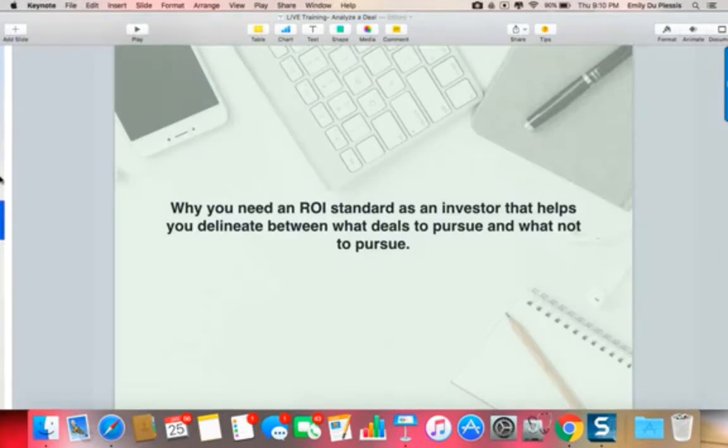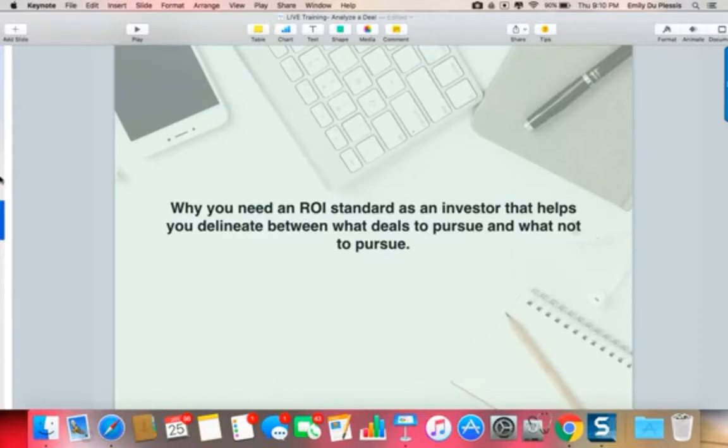Now, the other thing that I want to talk about before I actually start running through the property analysis is why you need an ROI standard as an investor, and how that's going to help you delineate between what deals to pursue and what not to pursue. And I just kind of alluded to this a second ago.